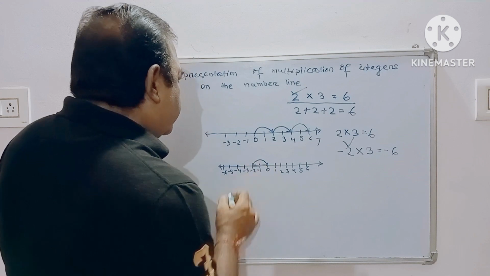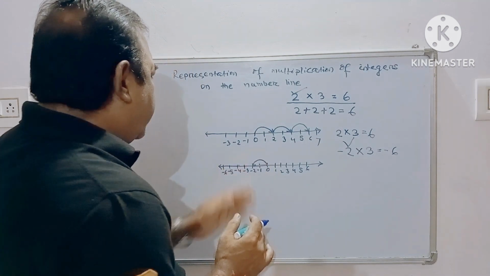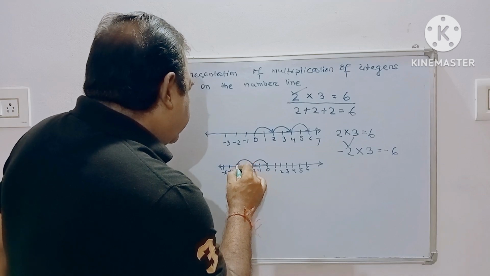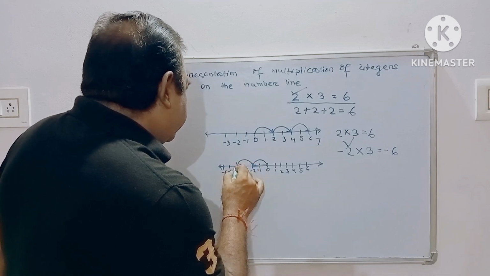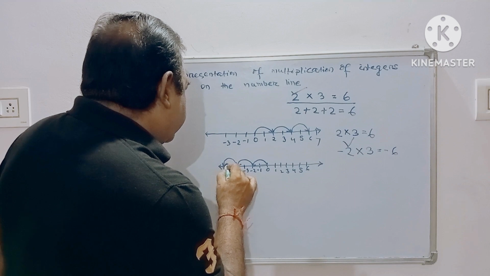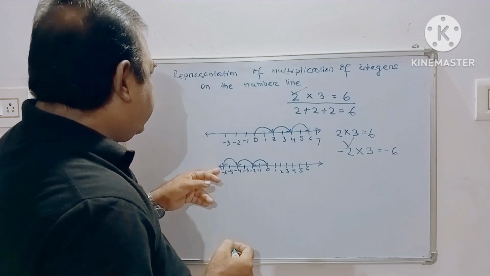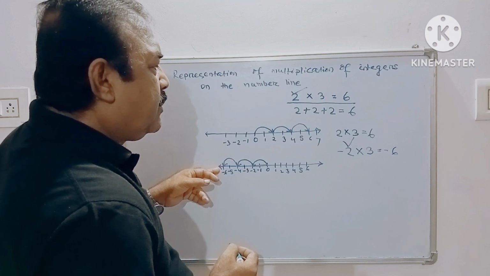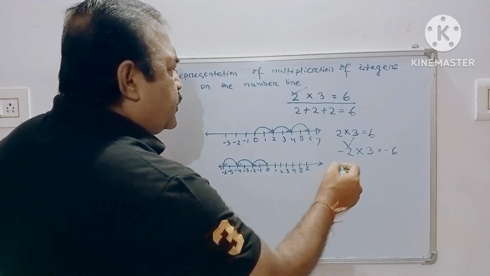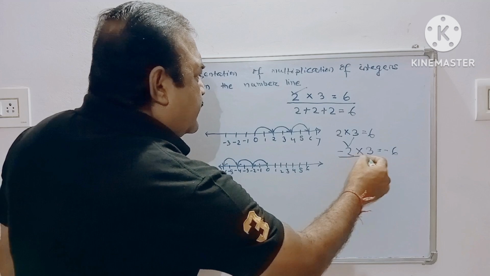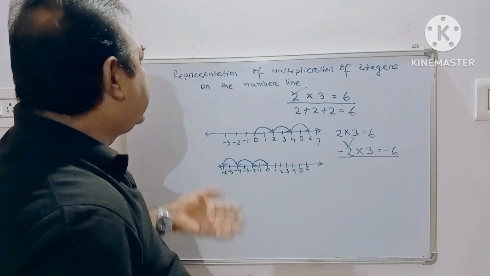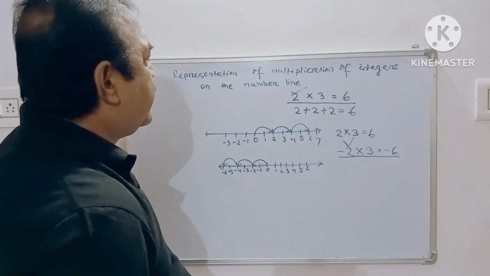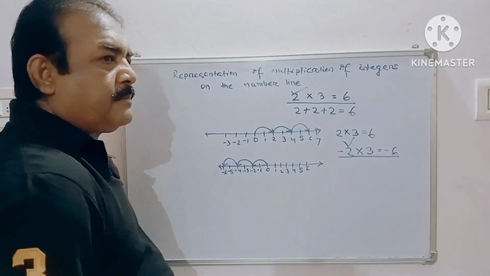So towards the negative of 0, this is minus 2. Again we take 3 times, and we reach 6 units. And you see here it is minus 6. Okay? So minus 2 multiplied by 3 is equal to minus 6. So this is the representation of the multiplication of integers on the number line. Okay?